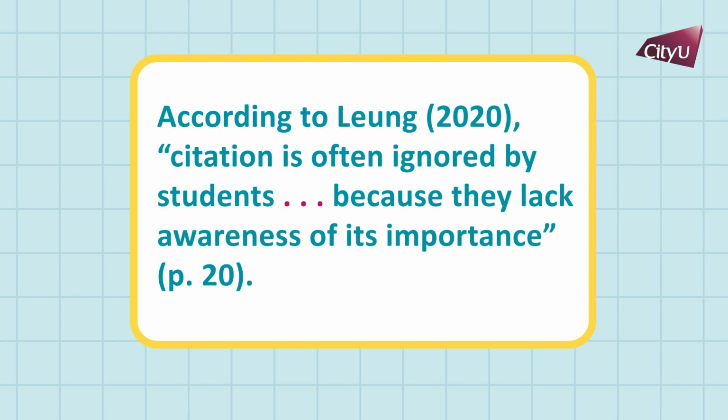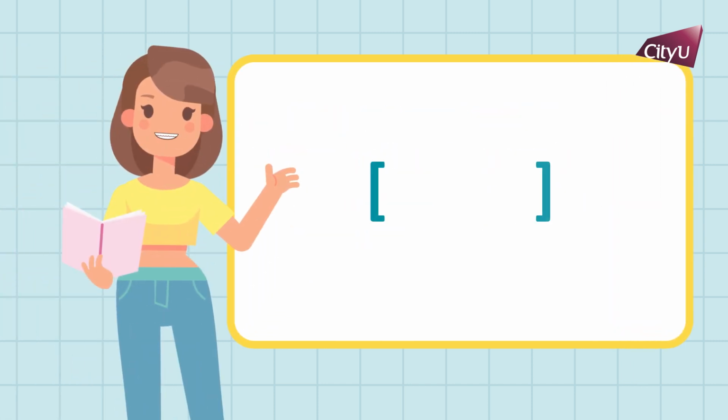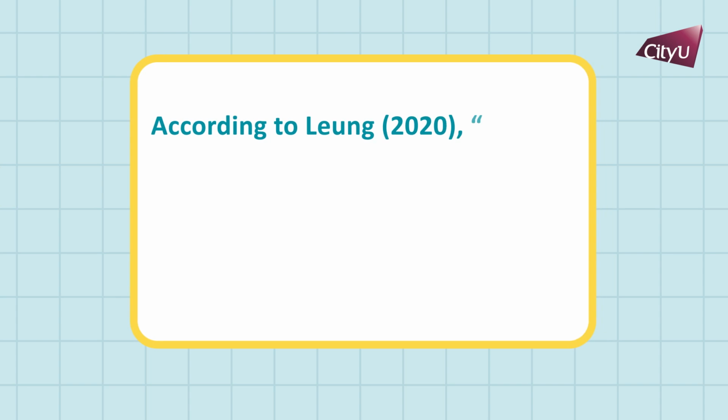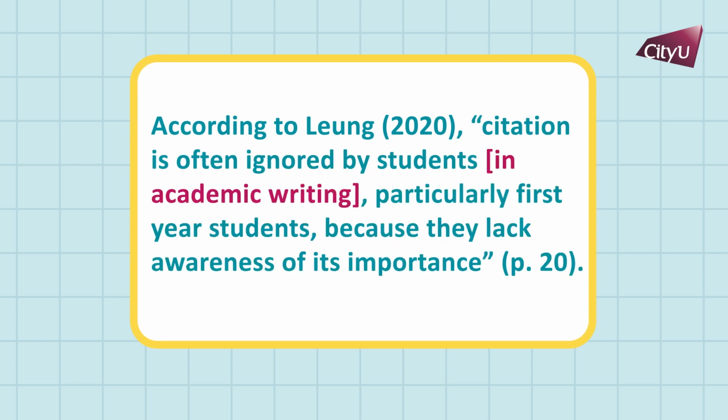(p. 20). Square brackets should be used to indicate changes or additions within a direct quote. According to Learn (2020), citation is often ignored by students in academic writing, particularly first-year students, because they lack awareness of its importance (p. 20).